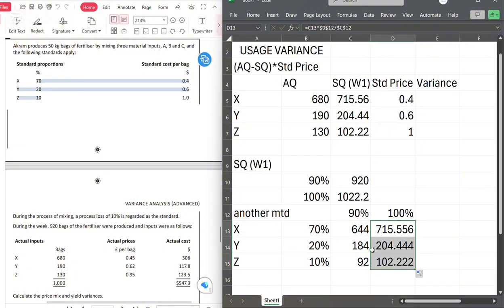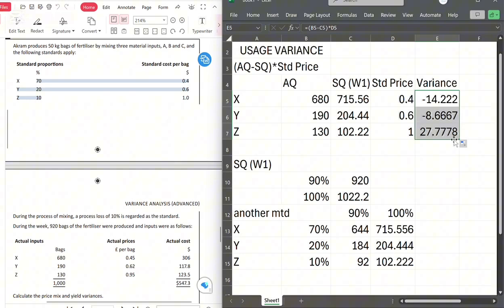So depending on whatever method you feel more comfortable with, I just like to show you different ways of doing things because it's important that it looks simple enough for you to be able to understand. Yeah. So now let's do the variance, which is pretty easy. That is looking at actual quantity minus standard quantity. Then we're going to value it at the standard price. And that is it for X, and we have the same for Y and Z.